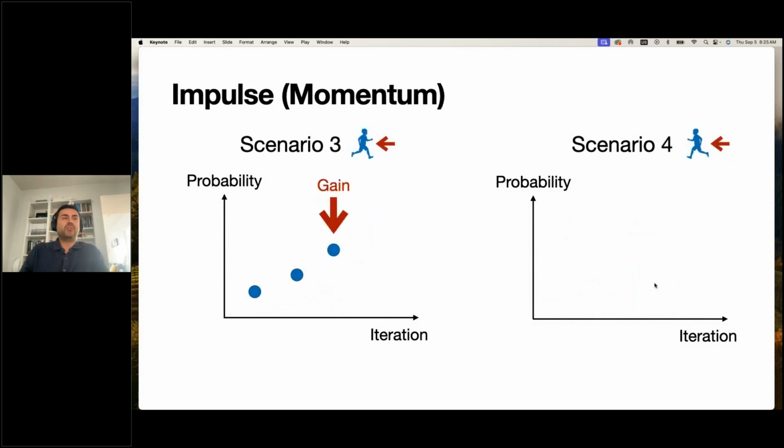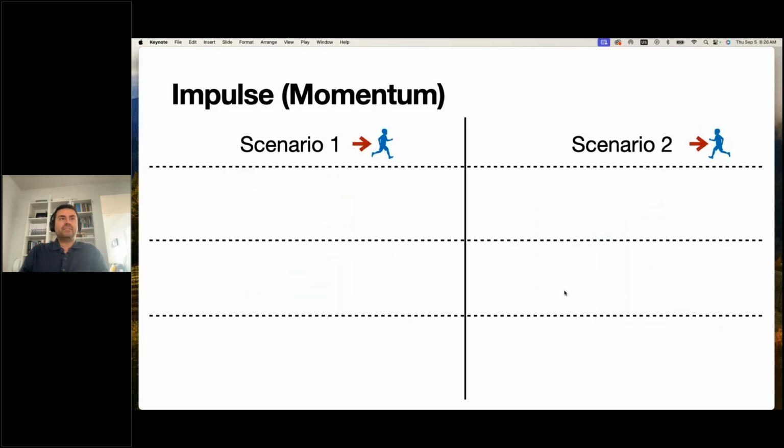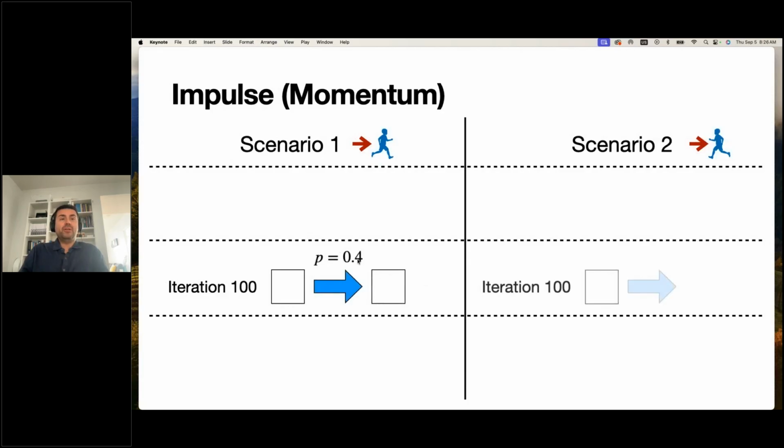And that also works going down, right? If the gain is negative and the probability is growing, I don't decrease it that much. And if the gain is negative and the probability is decreasing, I decrease it more. So let's do a scenario. Let's say I'm in iteration 100, and my probability is 0.4, but my gain is very large, which means that my value is 10 more than what I expected. So I need to increase this probability.